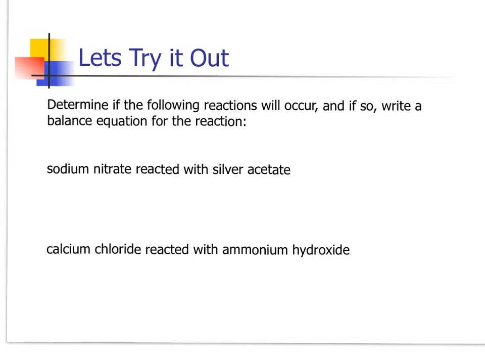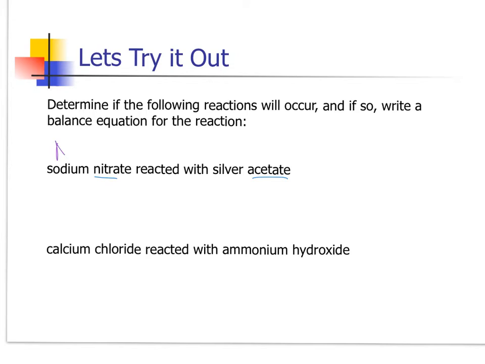Determine whether the following occur, and, if so, write a balanced chemical reaction. Sodium nitrate reacts with silver acetate. Now there are some rules that we do know that never have exceptions. Ones that have nitrate and acetate are going to give us no reaction. But for practice, we'll write it out.